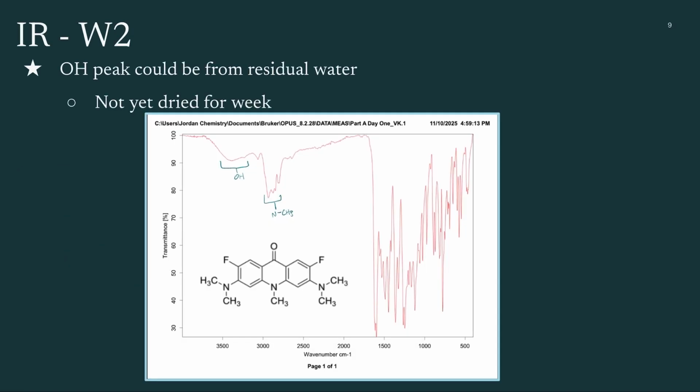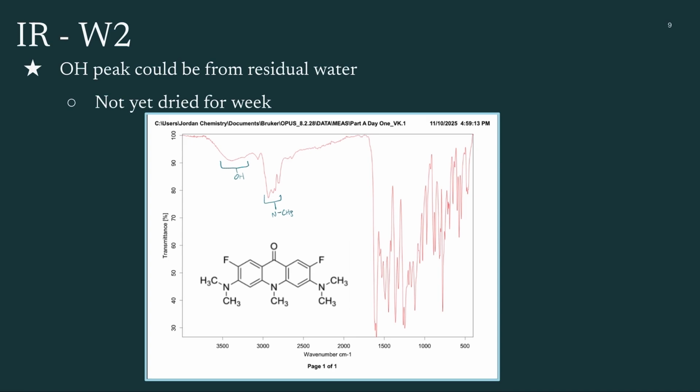Now, my IR from week 2 was most definitely my best IR. You can see that there was still an OH peak there, but there was a nitrogen methyl peak, which does show that our product did form. That OH peak could be from any residual water. We did not let it dry for a week before taking that IR, so that could lead to that.